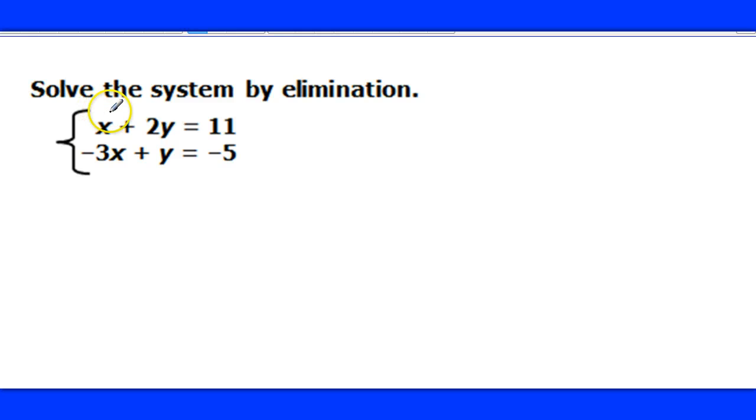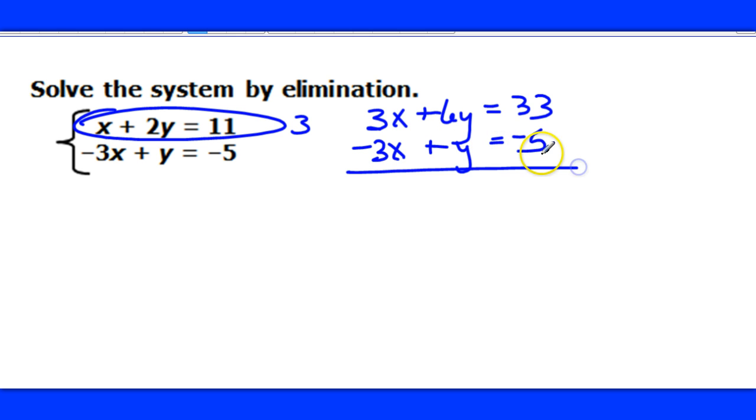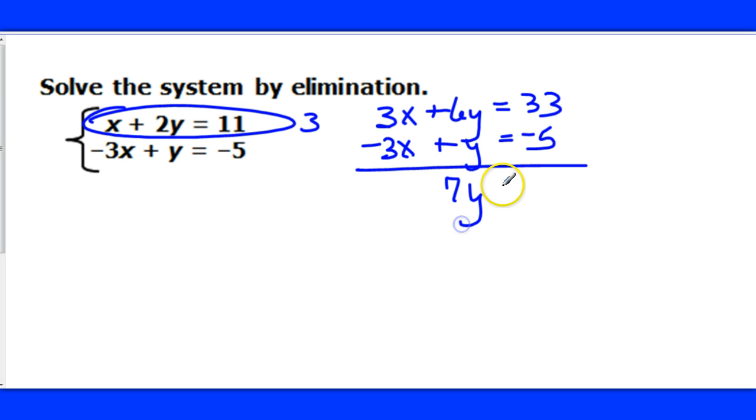In this case, I think I'd like to multiply everything on the top by 3, which is going to give me 3x plus 6y is equal to 33. And on the bottom, I've got negative 3x plus y is equal to -5. That's going to give me 7y is equal to 28. And that's divide both sides by 7. Y is equal to 4.